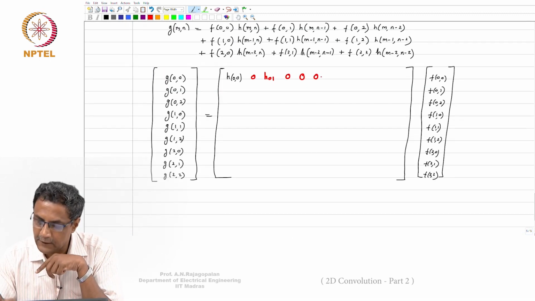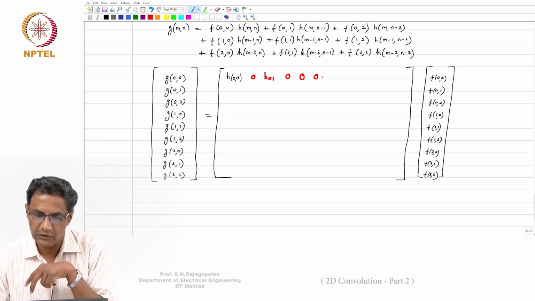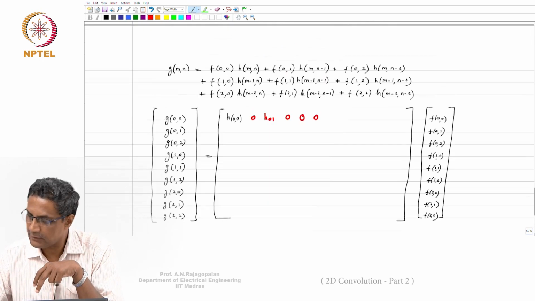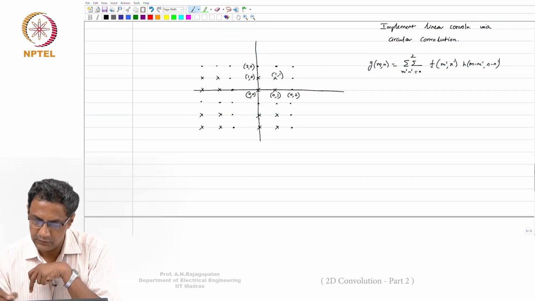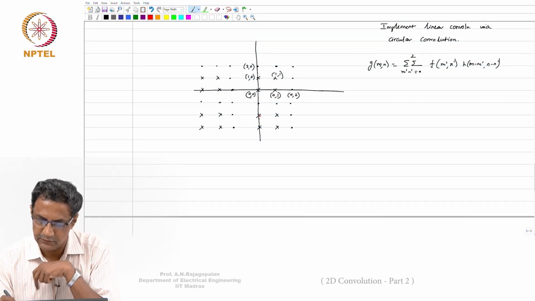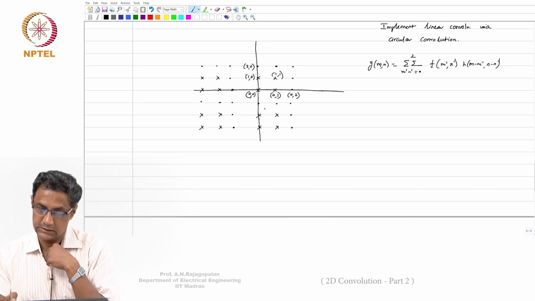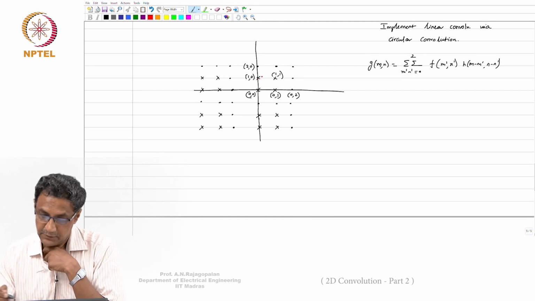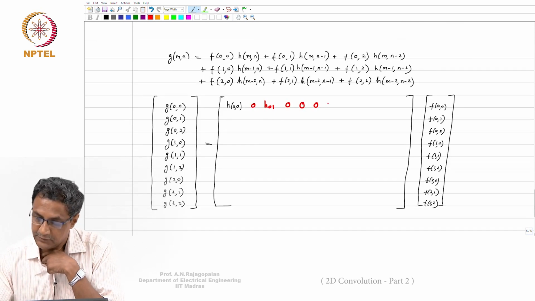Okay. Then let's come to F20. So here it is H minus 2 comma 0. So H minus 2, let me go down here, H minus 2 comma 0 is this one. This is the same as 1 comma 0. 1 comma 0, right? Same as 1 comma 0.